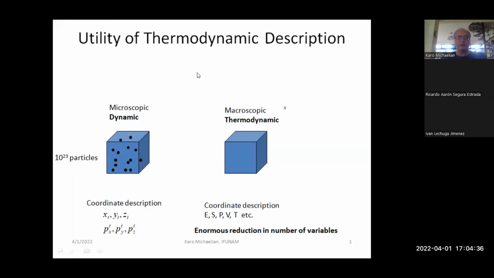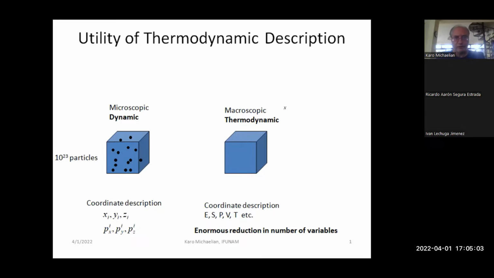Okay, so to remind you, what is the utility of a thermodynamic description? Well, in the real world, we have an awful large number of particles in any small volume. For example, 10 to the 23 particles is a mole, and a mole can very easily fit within a cubic centimeter.